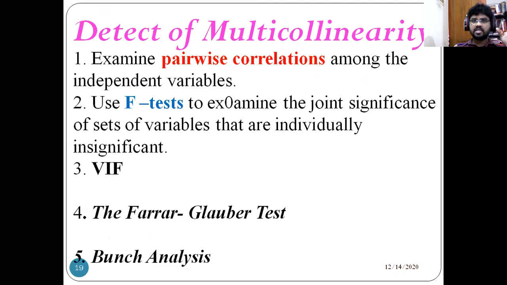We also discussed the consequences, and at the same time how we can detect multicollinearity, that is, how we can identify whether a particular model is suffering from a multicollinearity problem or not. There are some tests, and on the basis of these tests we can conclude empirically that the model is suffering from it. The first one is pairwise correlations: we need to examine the pairwise correlation, that is, x1 and x2, or x2 and x3.